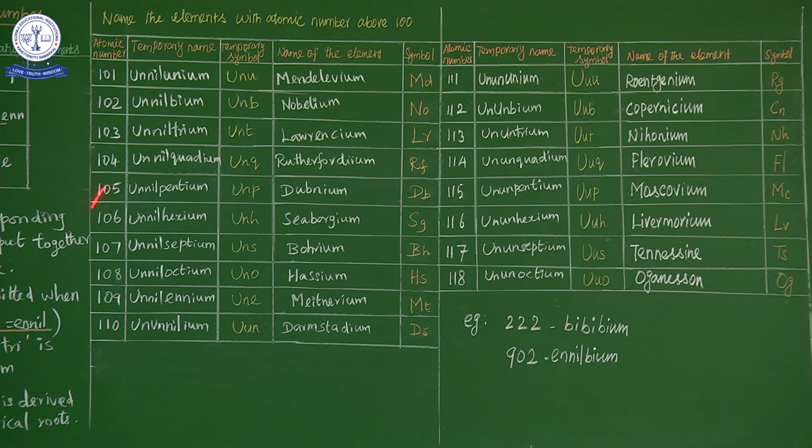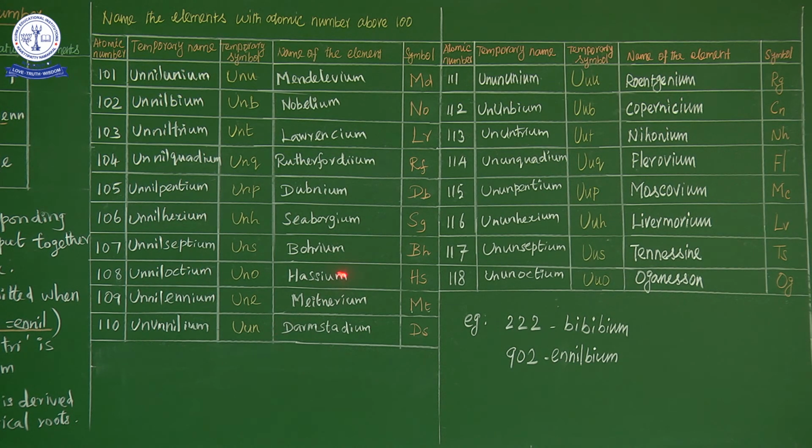So LR. And 104 is Rutherfordium, RF. 105, Unnilpentium, Dubnium, DB. So 106 is Unnilhexium. We give hex, right? IUM is added. So Unnilhexium. Its name is Seaborgium and SG. So 107 is Unnilseptium. So its name is Bohrium. The atomic number 107, the element name is Bohrium. Its symbol is BH. And for 108, Unniloctium.